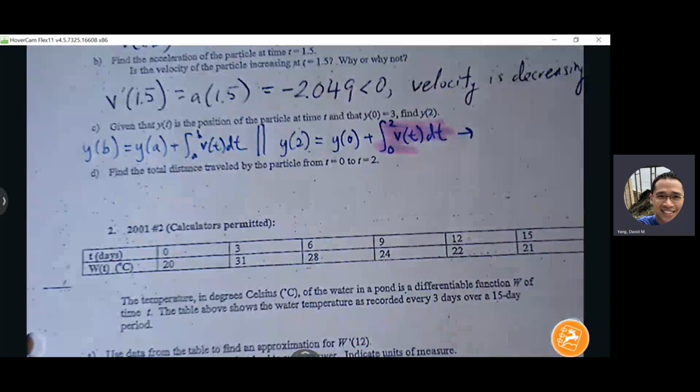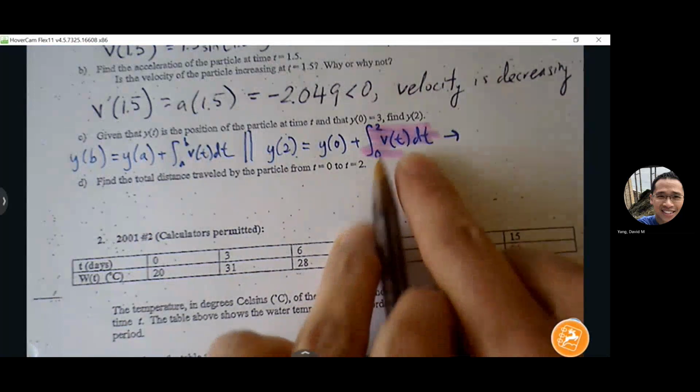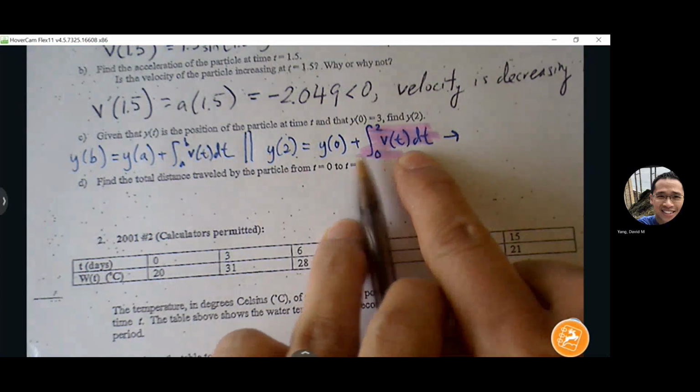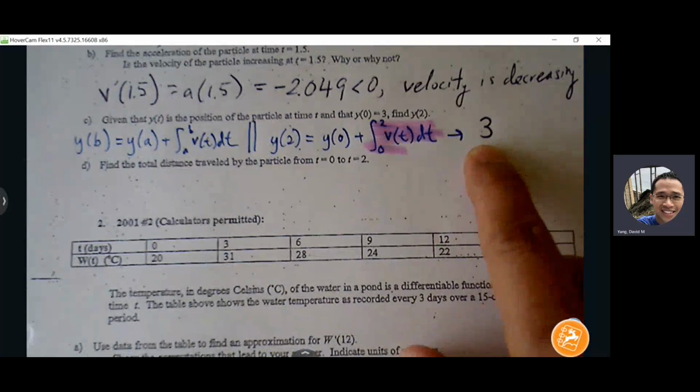So how can I find out where he's going to be 2 seconds in? Add this to what? To 3, right? y of 0 is 3. So he's already starting 3 units up, and he's going to move 0.59 on top of that.